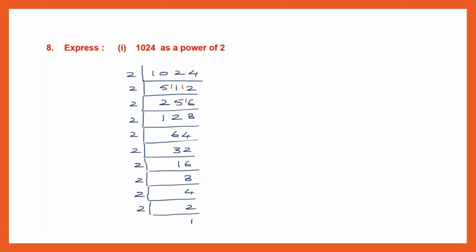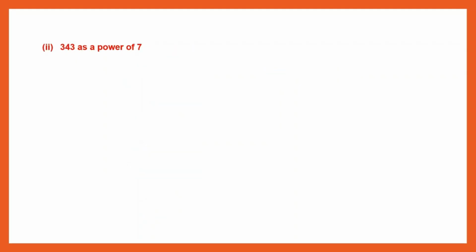Okay. So here let's count the number of 2s we have. 1, 2, 3, 4, 5, 6, 7, 8, 9, 10. We have 10 2s. That means when we express 1024 as a power of 2, we're going to write 2 raised to the power of 10. So 2 raised to the power of 10 will give us 1024. Next one, 343 as a power of 7. So this time we have to divide by 7. So let's try that.